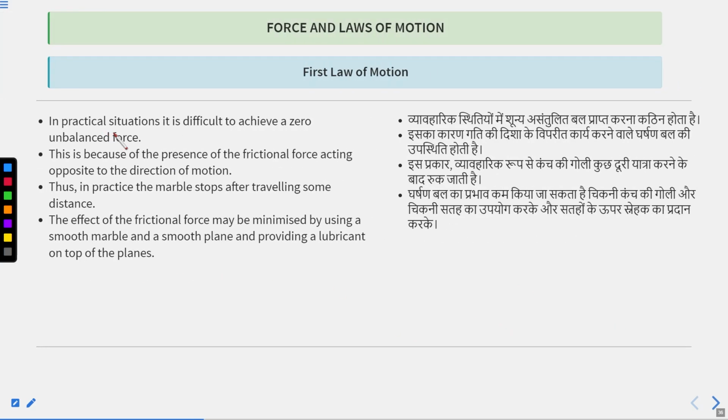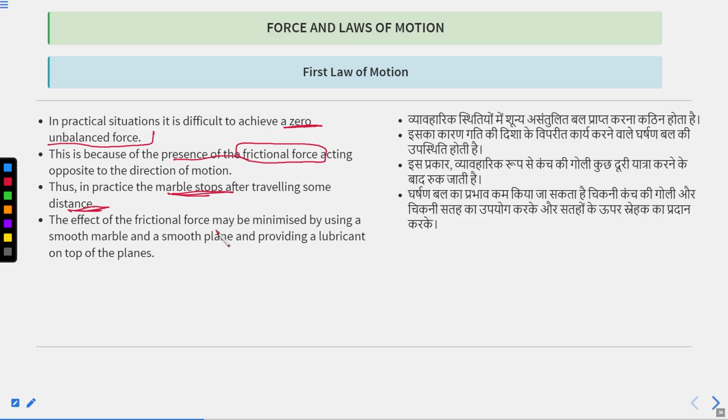In a practical situation, it is difficult to achieve zero unbalanced force. That was a theoretical situation where we are saying that the surface is frictionless. But in practice, it is very difficult to achieve zero unbalanced force because of the friction force. This is because of the presence of the frictional force acting opposite to the direction of the motion. Thus, in practice, the marble stops after traveling some distance.